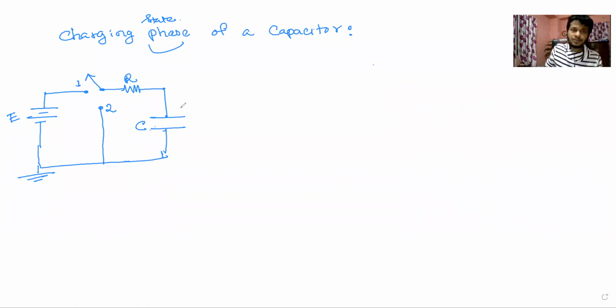Okay. Now suppose the capacitance of this capacitor is C. Fine. We have a power supply. We have taken a power supply for charging this capacitor whose voltage is E volt. And we have taken another resistor. But why have we taken this resistor? I will explain it later on. And here we have a switch.